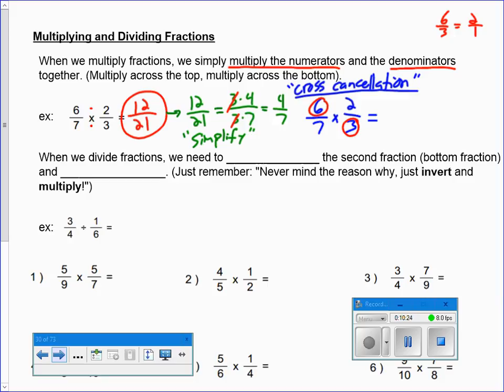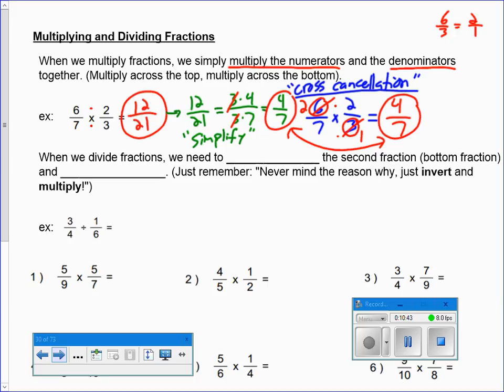So what I can do is cross each one of these off, replace the 6 with a 2, replace the 3 with a 1, and now multiply using those new numbers. So 2 times 2 is 4, and 7 times 1 is 7. What we see is that we get the same answer either way. So whichever way works for you, do it that way.